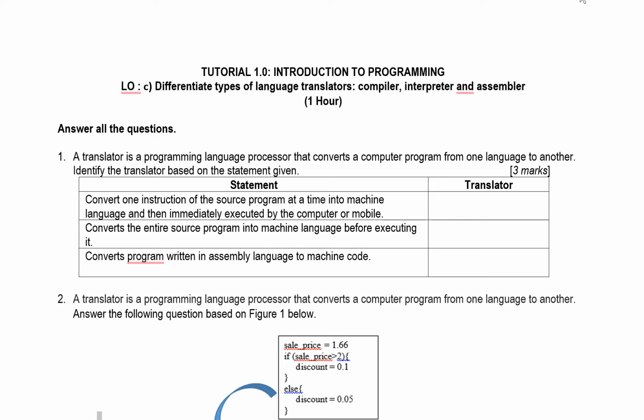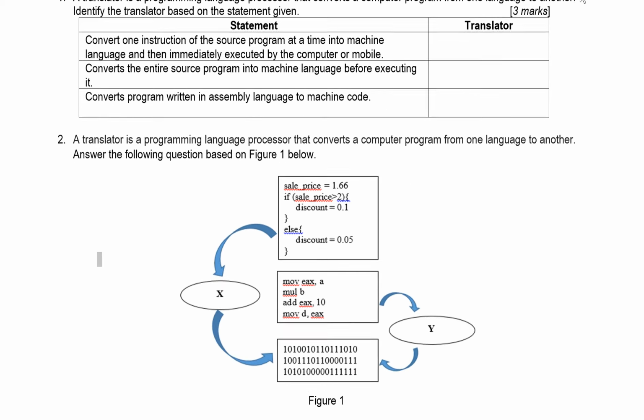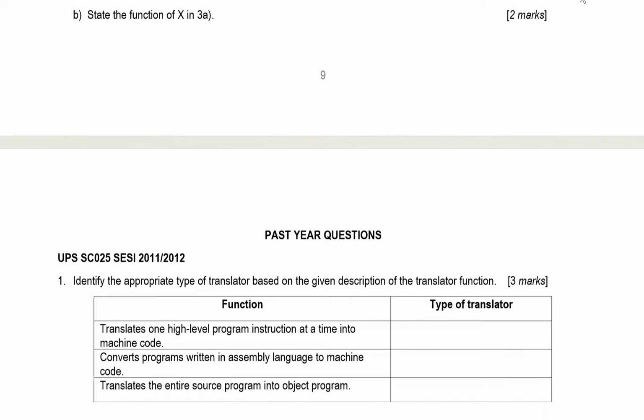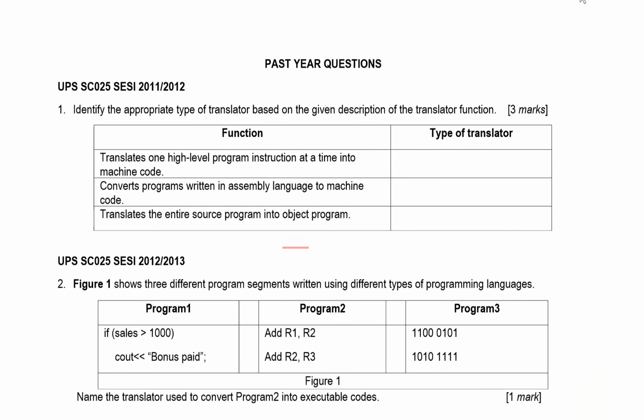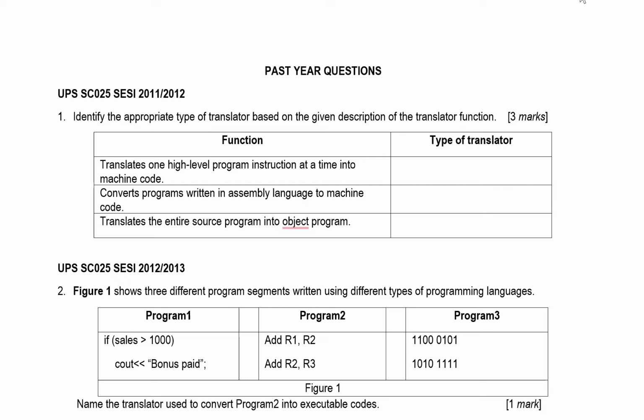Today I'm going to discuss a tutorial question on topic 1C, that is differentiate types of language translator, that is compiler, interpreter and assembler. Now I'm going to discuss a past year question. Alright, let's have a look at question number 1. Identify the appropriate type of translator based on the given description of the translator function. So you have to identify the type of translator based on the function given.